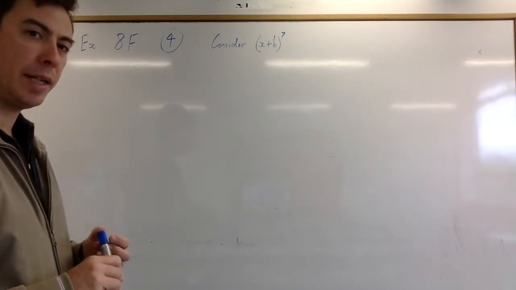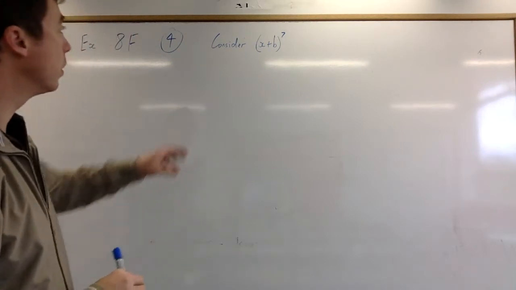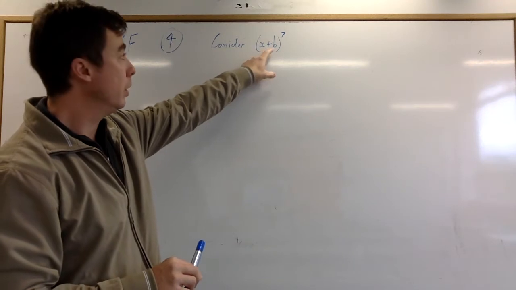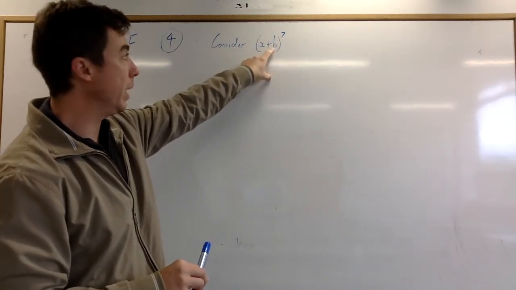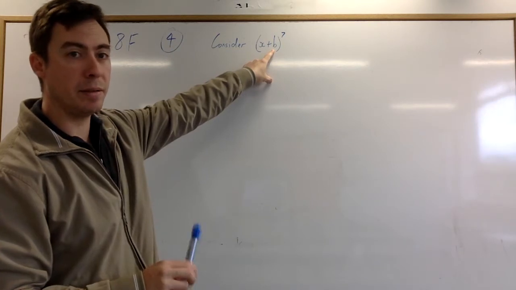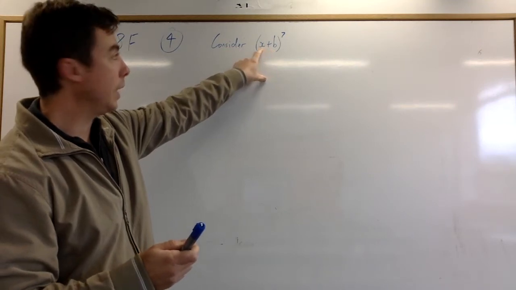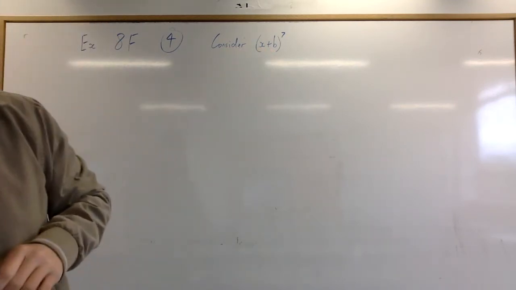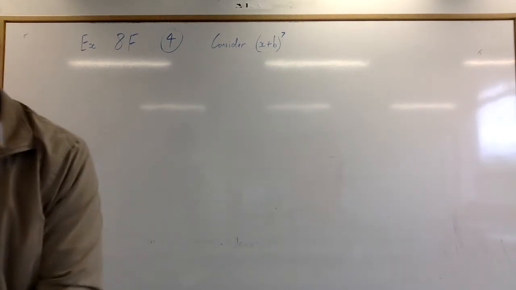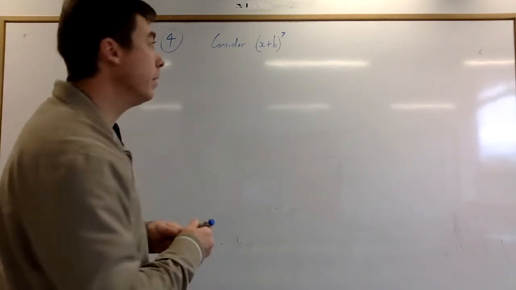Doing exercise 8F, question 4. The question says consider (x plus b) to the power of 7. Now the b presumably is a constant, it's some constant number, right? The x is our variable. So it says write down the general term of the expansion. I'm on page 219 here.